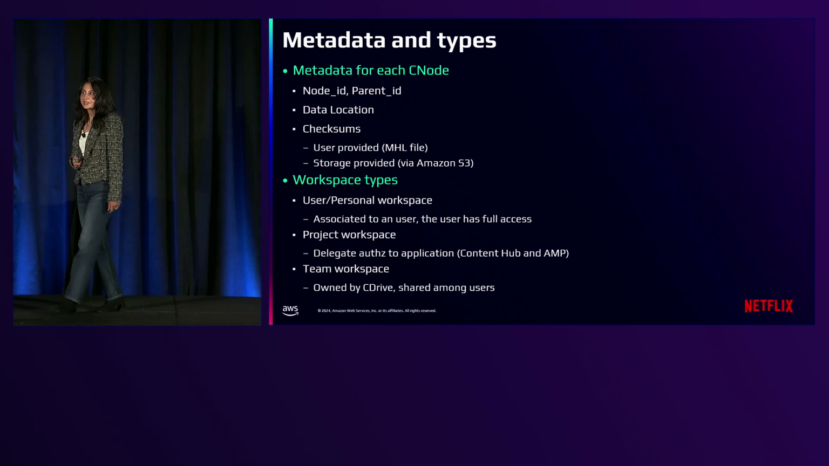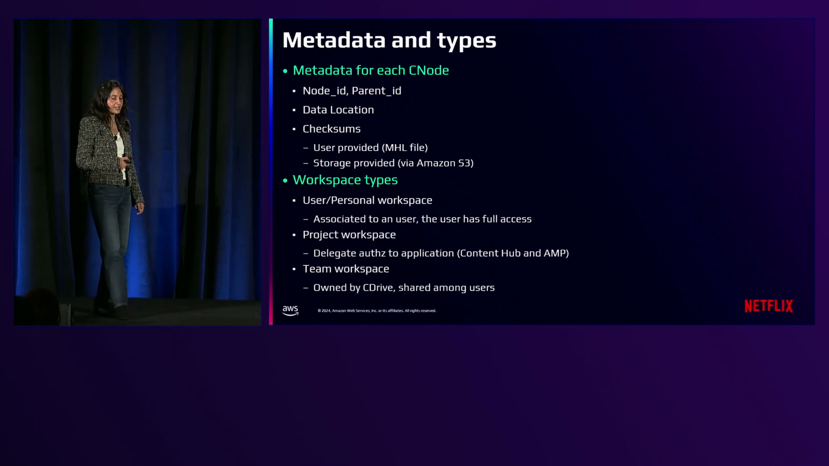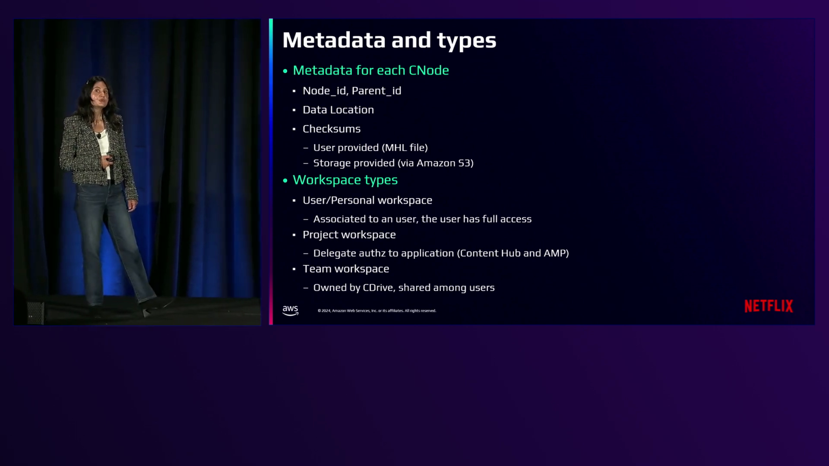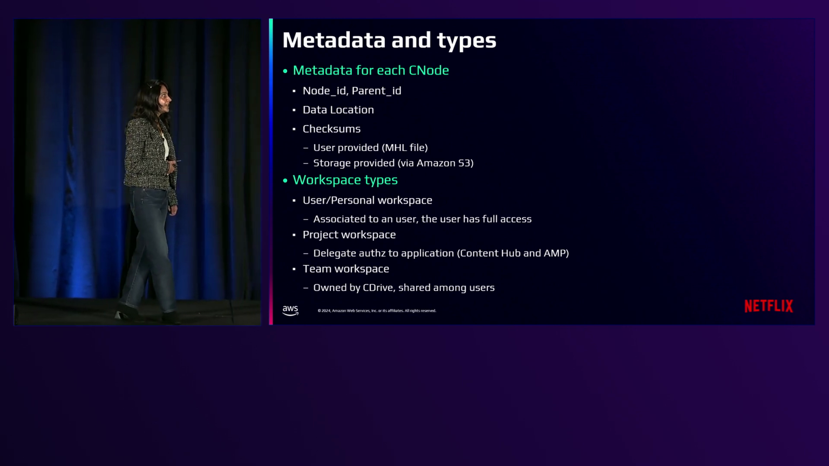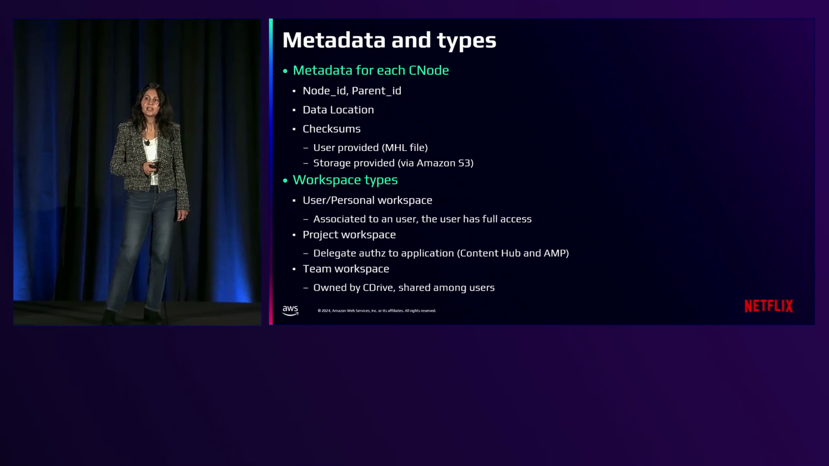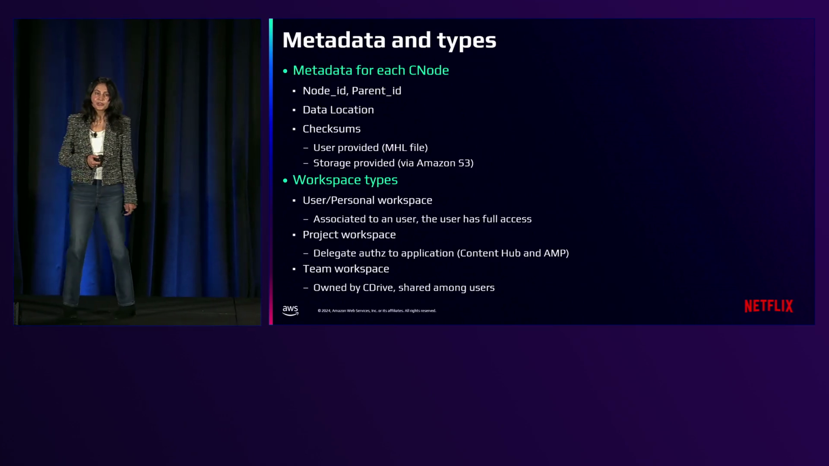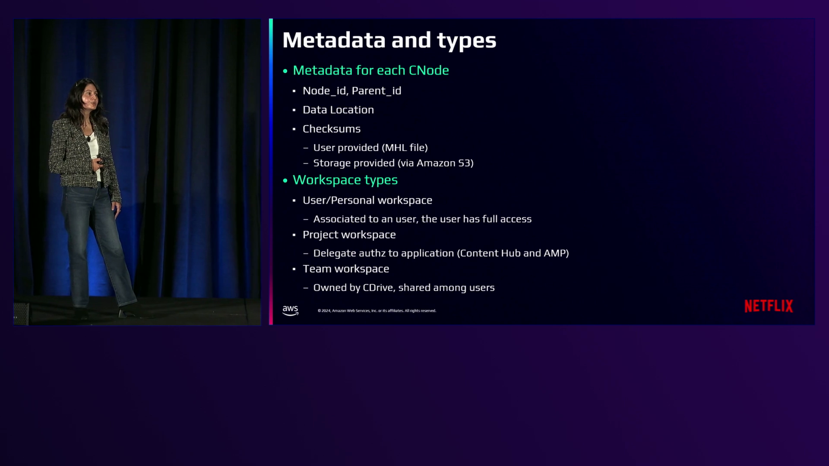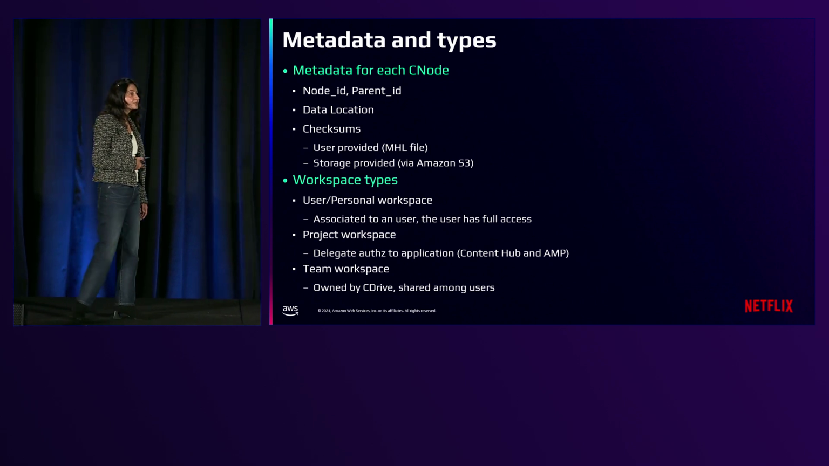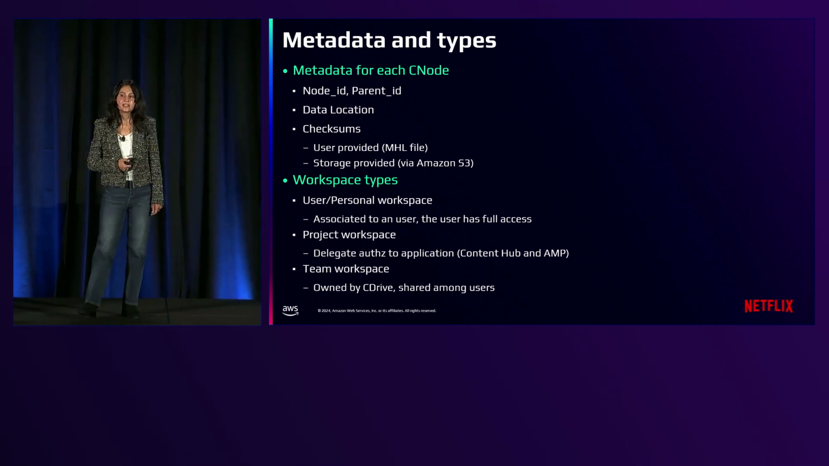Let's take a look at the workspace types. So in C node, we have 3 different workspace types that we support. We support user and personal workspace types, where it is owned by a user and a user has full access to its data, and the user can share and perform any operation on it. It is similar to how they would access their local file system. They can perform any operation in their user or personal workspace. This is where artists store their work in progress files. And this is where the data is mutable.